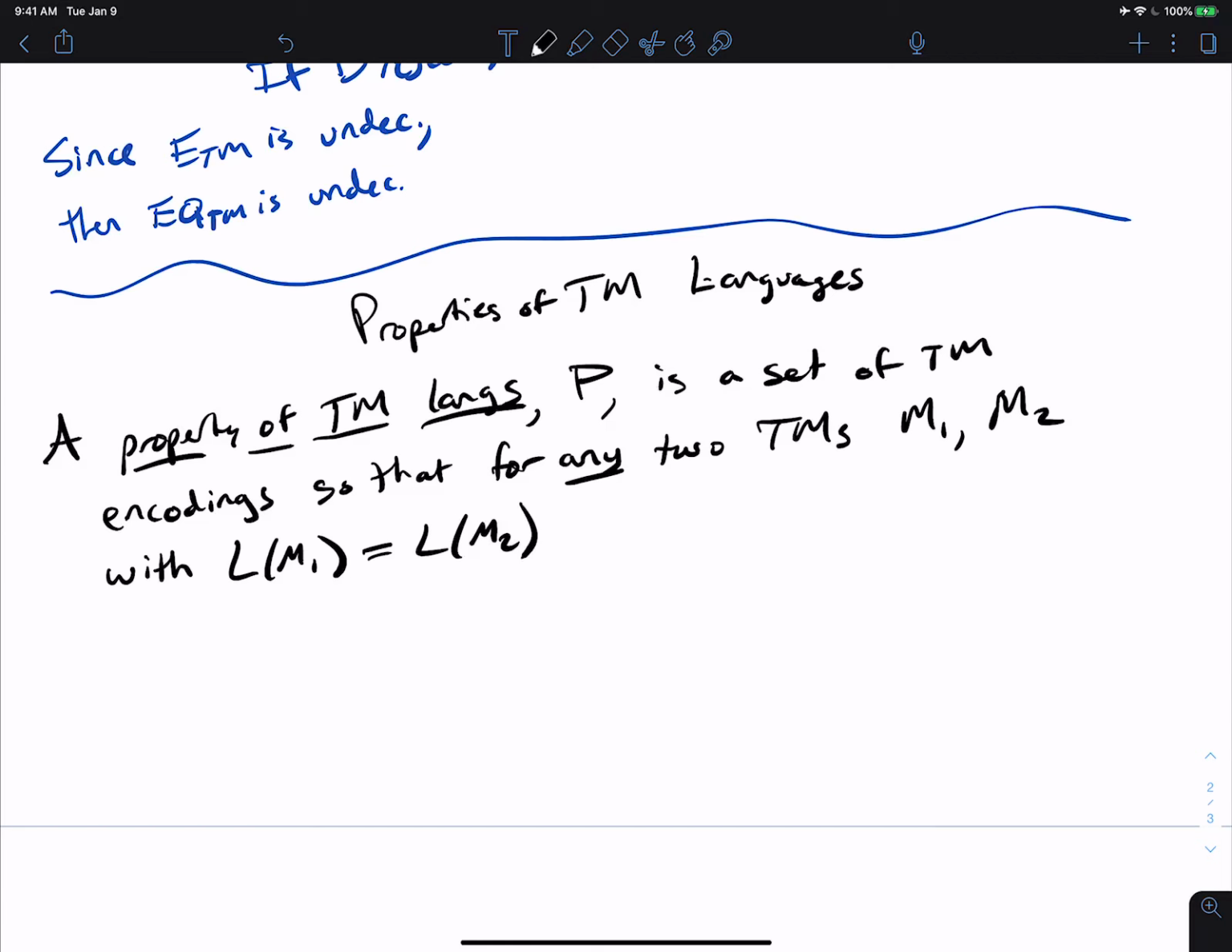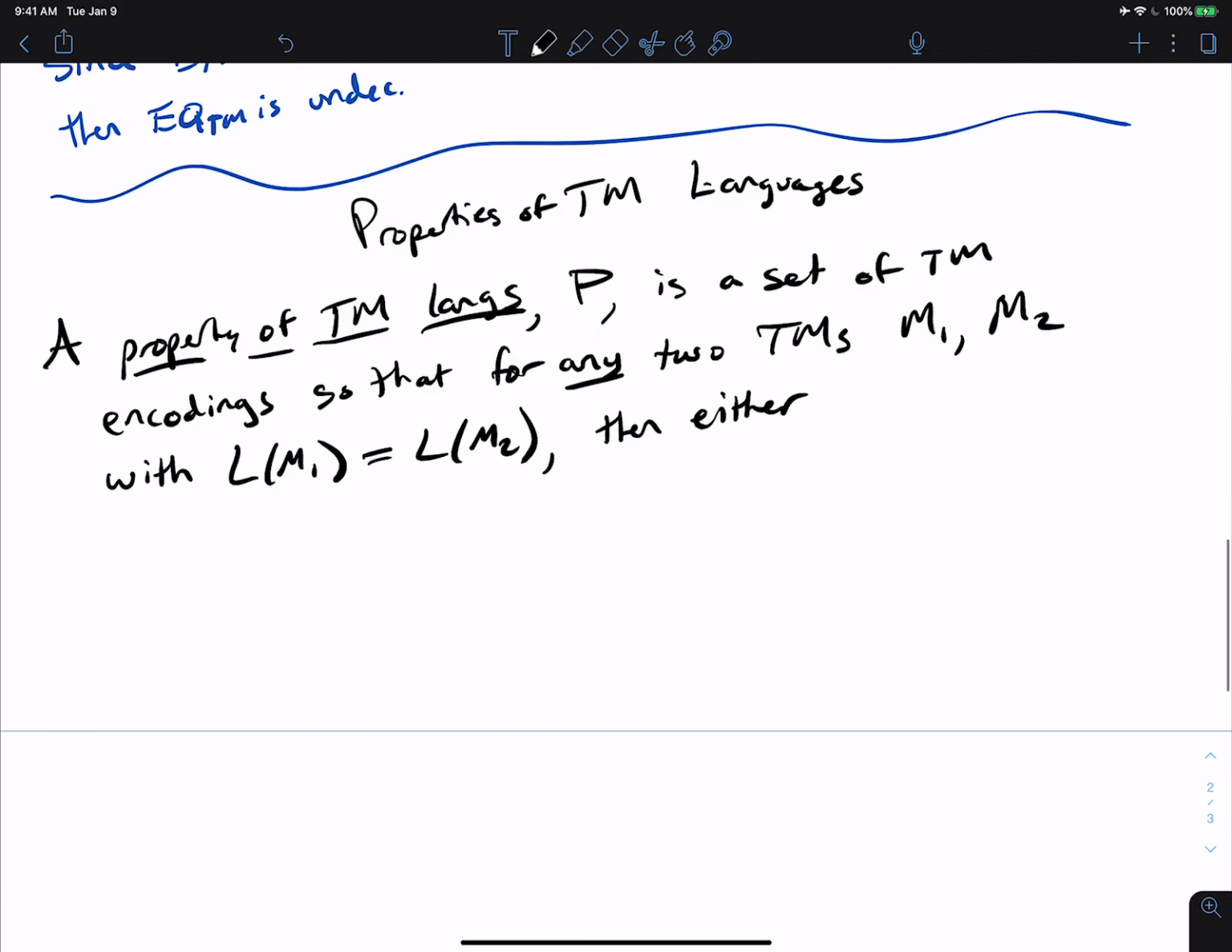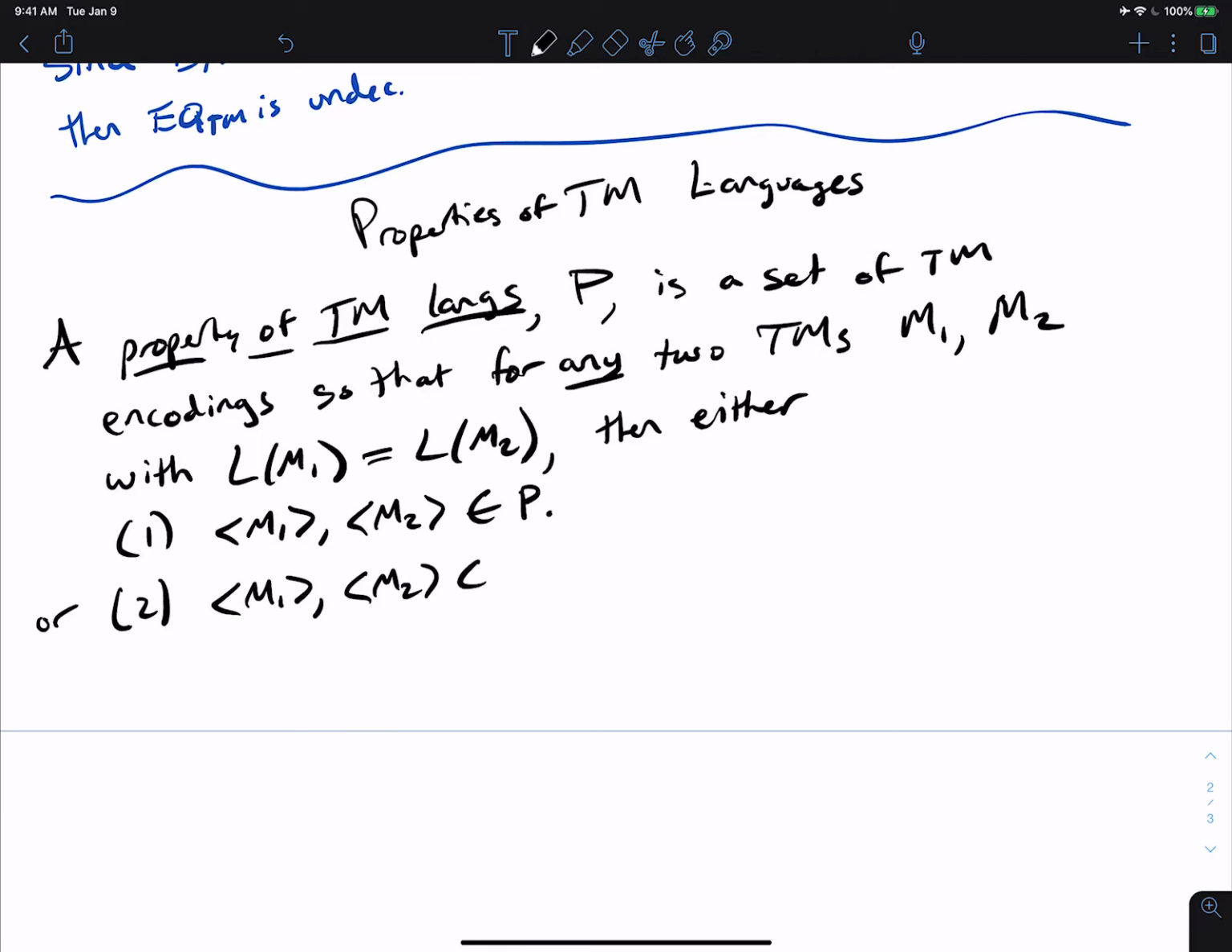So if we take any two Turing machines at all, and they happen to have the same language, then one of two conditions occurs. Either 1 or 2. For the first one, it's either the case that both machines written as strings are in this property P, or in the language P, if you like, or both of them are not in P.